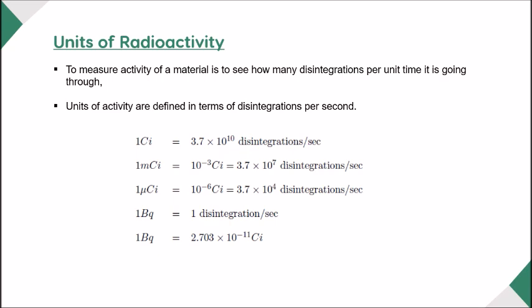Since the Curie is the bigger quantity, it is normally used rather than the becquerel. One becquerel corresponds to 1 disintegration per second. One becquerel in terms of Curie is 2.703 times 10 raised to minus 11. So here are the basics of decay energy, the decay equation, and the units of radioactivity.